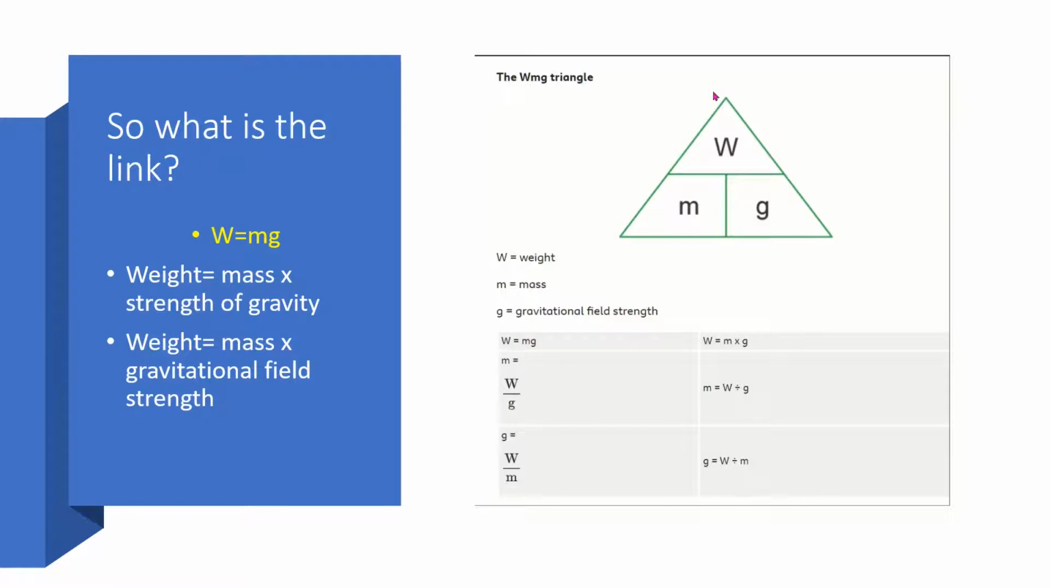So if you want to know the weight, cover up the weight, and that tells its mass times the strength of gravity. If we want to find the mass, we take our weight and we divide it by our gravitational field strength, or strength of gravity. If we want to find the gravitational field strength, we take our weight and we divide it by our mass.